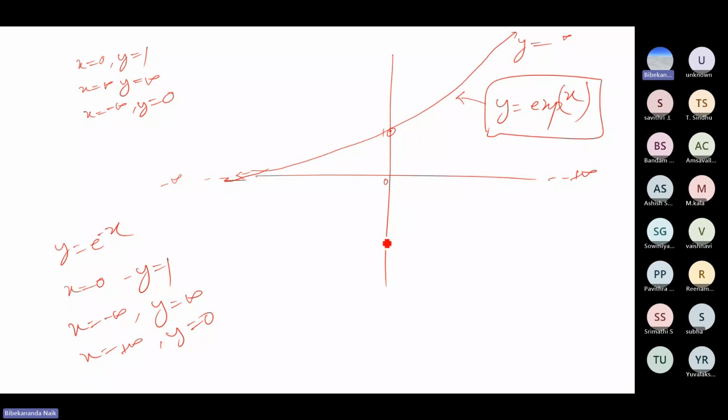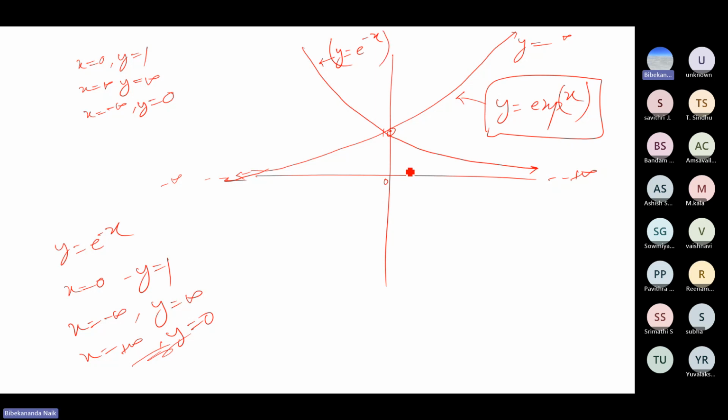So the nature will be different. It will be like this. It will cross the y axis and it will decay. So at x equal to plus infinity, y will be 0. So this will be like that. So this is y equal to e to the power minus x.